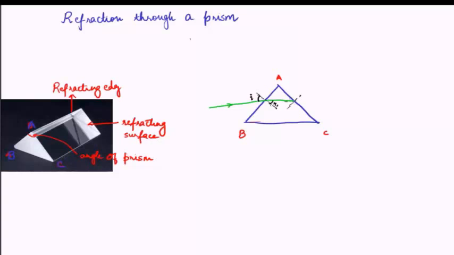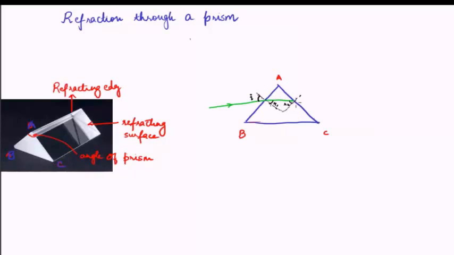And again the ray strikes here. If we draw the normal, let's call this R2. So what is happening is that the ray is impacting the first surface AB at an angle of incidence I. It's getting refracted with the angle of refraction R1, and it is impacting the second surface at an angle of incidence R2.